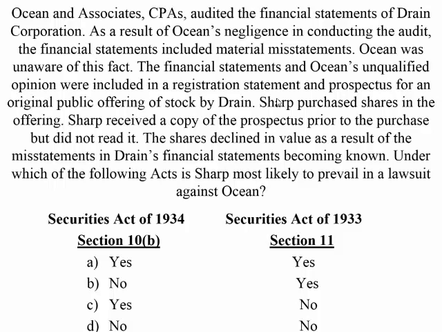Sharp purchased shares in the offering. Sharp received a copy of the prospectus prior to the purchase but did not read it. The shares declined in value as a result of the misstatements in Drain's financial statements becoming known. Under which of the following acts is Sharp most likely to prevail in a lawsuit against Ocean?